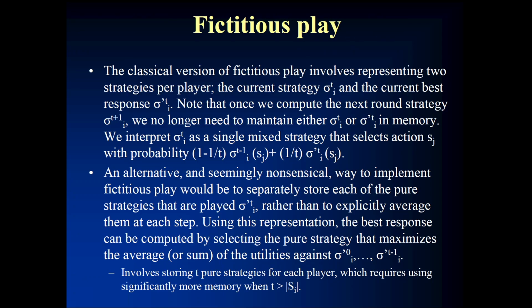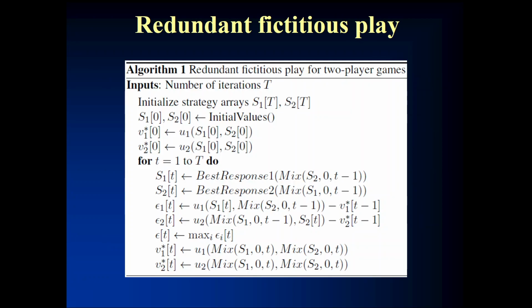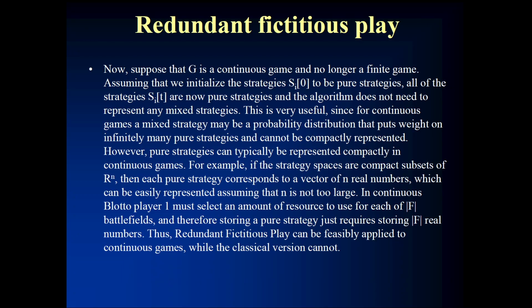However, our algorithm is going to be called redundant fictitious play because we're redundantly storing these strategies. However, in a continuous game, there's a benefit here because we can represent the pure strategies. We can't even represent a full mixed strategy that puts probability over infinitely many things. So we can represent 1,000 pure strategies, but we can't really necessarily even represent one mixed strategy.